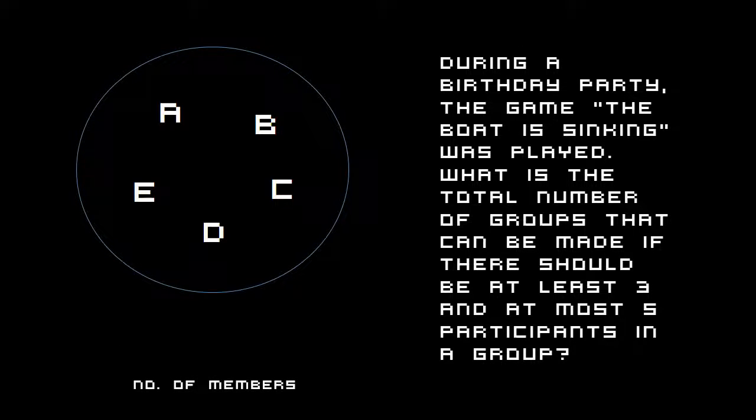We still have to clarify some things since we have a number of members between 3 and 5. When we translate at least 3 and at most 5, that just means that the number of members should be greater than or equal to 3 and less than or equal to 5, meaning the numbers that would be included are those between 3 and 5, including 3 and 5.